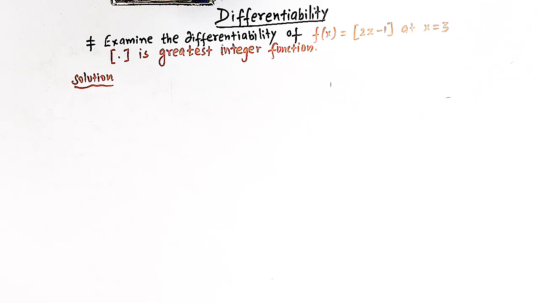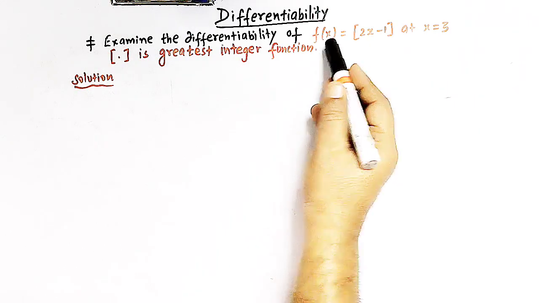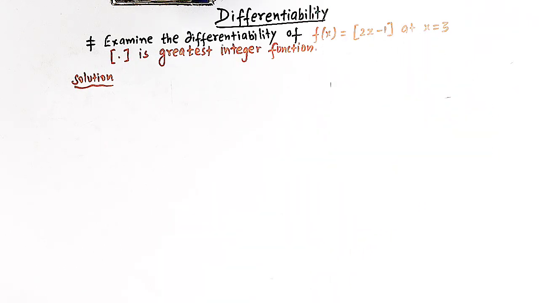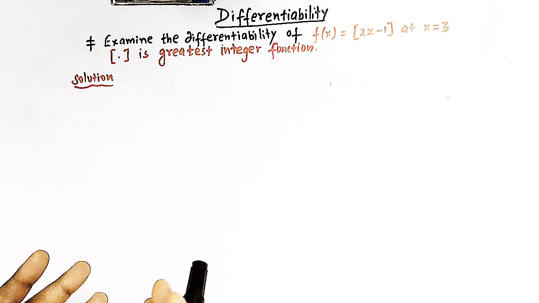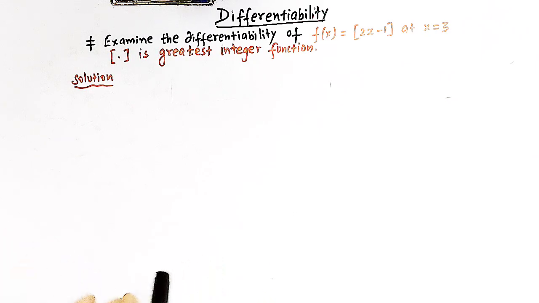So here what we will do, we'll find out the right hand derivative and the left hand derivative of this function at x is equal to 3, and then we'll see whether the left hand derivative and the right hand derivative both exist or not, or they are finite or not. And further we'll see whether both the left hand derivative and the right hand derivative are equal to each other or not at this point x is equal to 3, right?